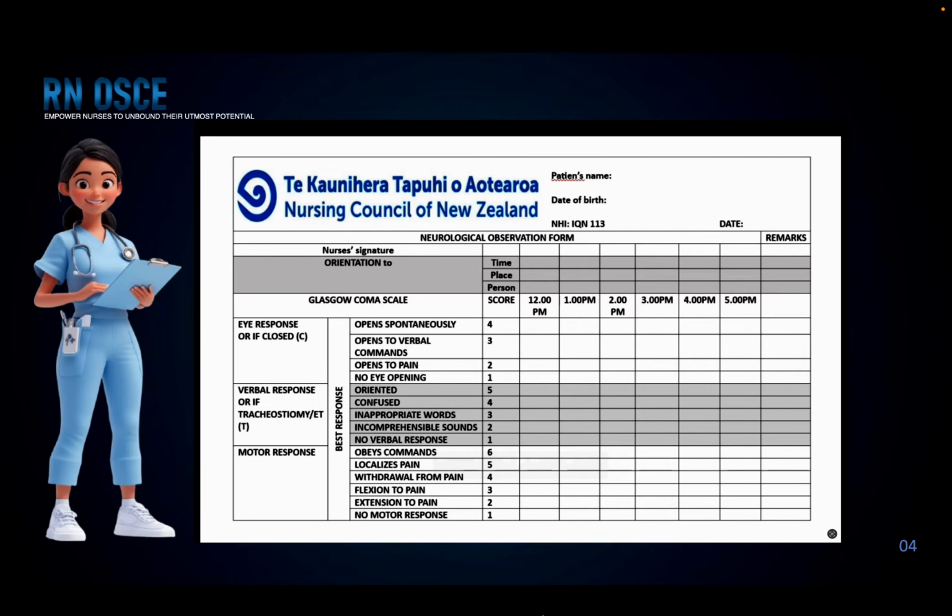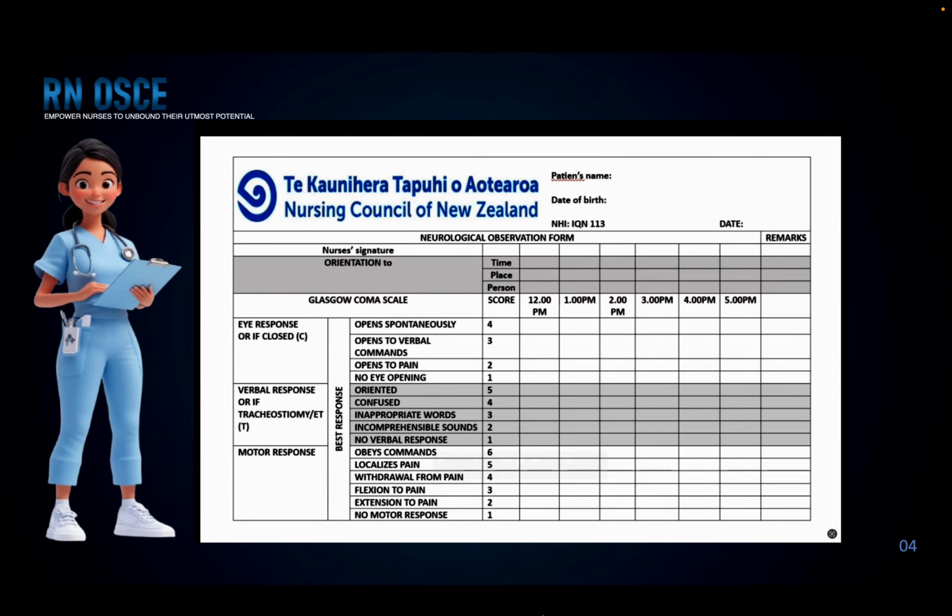Or if the patient has paralysis and all four limbs are paralyzed, instead of giving this command, you can give an alternative command like blink your eyes, open your mouth, and show your tongue. So if the patient does so, definitely you can give a score of 6.